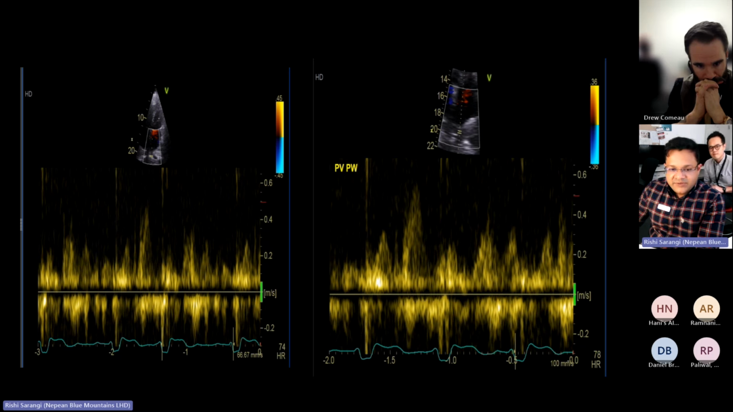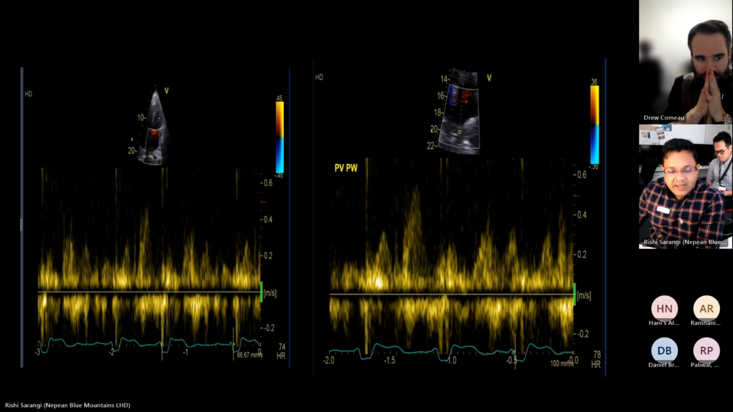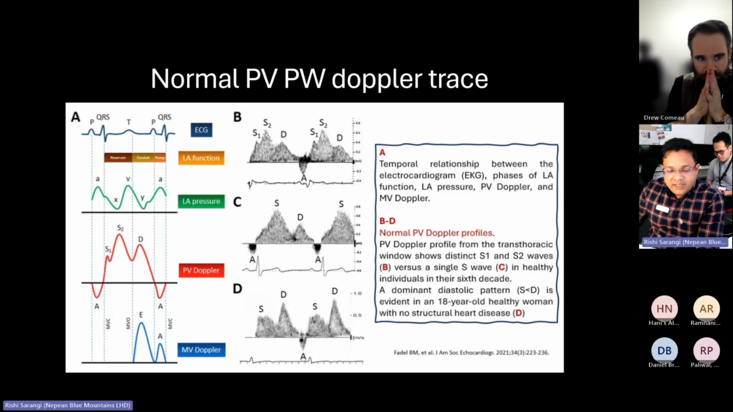And you can see the S wave and D wave. The A wave, as I said, is not always best seen. There are other images I'll show where the A wave is a bit better. The normal pulmonary vein pulse wave trace is something worth noting, and the variations of it. Usually the normal waveform is, as you can see, the third one from the images on the left. It is usually quadriphasic or triphasic.